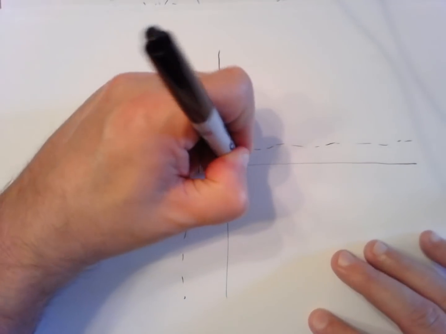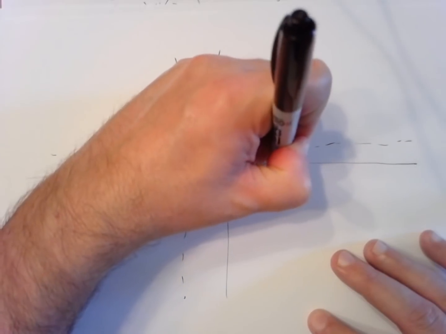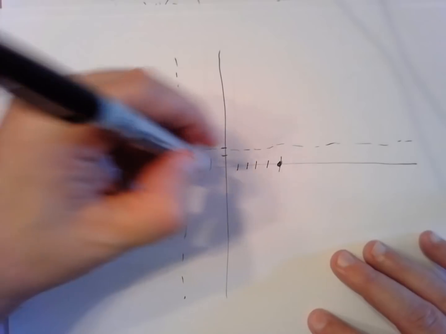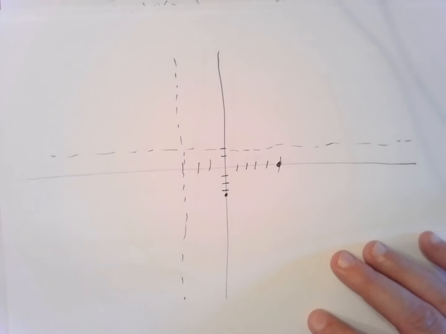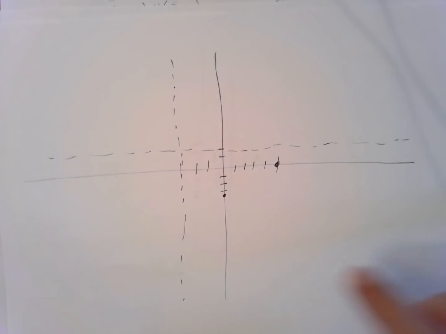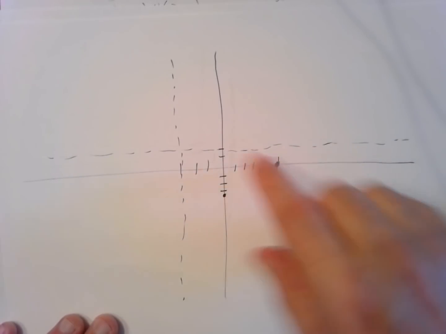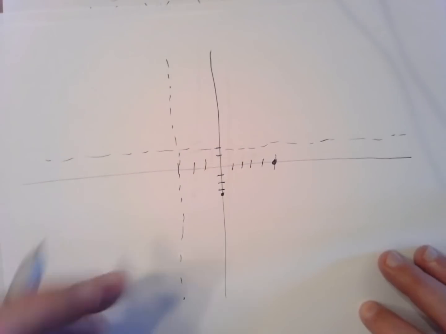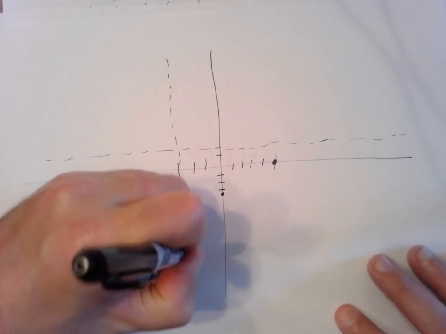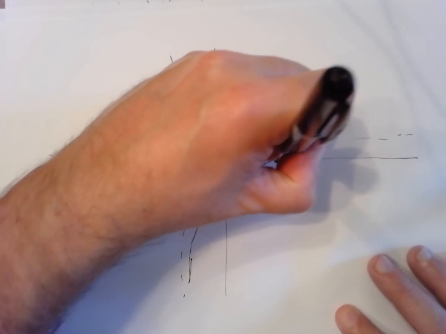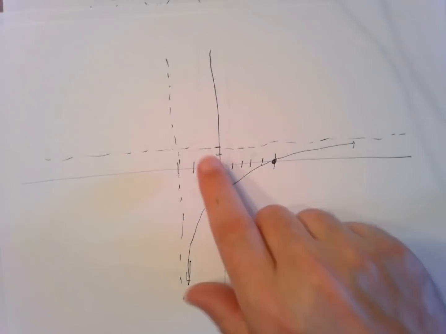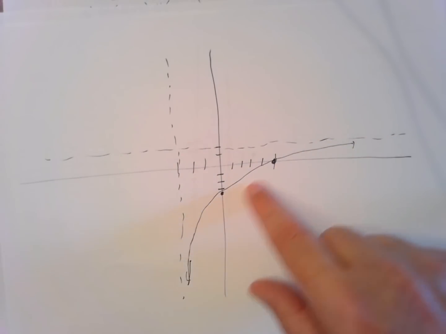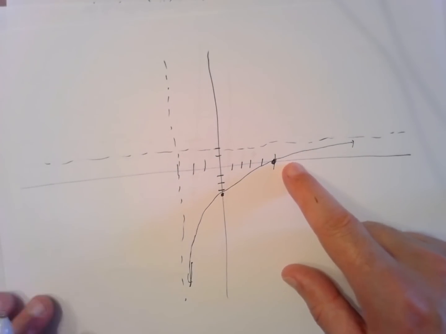My x-intercept was (5, 0). My y-intercept was (0, -10/3). It's a little more than -3. Okay, now this is correct. Now, my graph over here in this section must look like this. It's got to hug both of these asymptotes. It has to pass through the points that I already have.